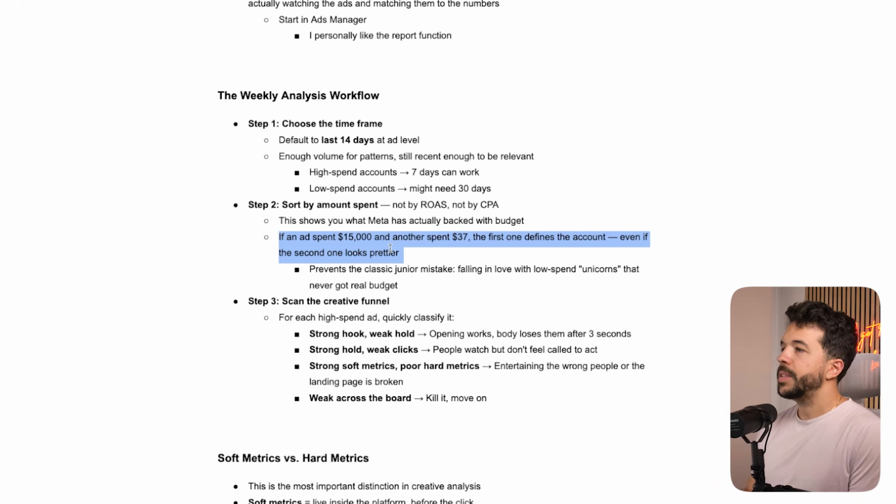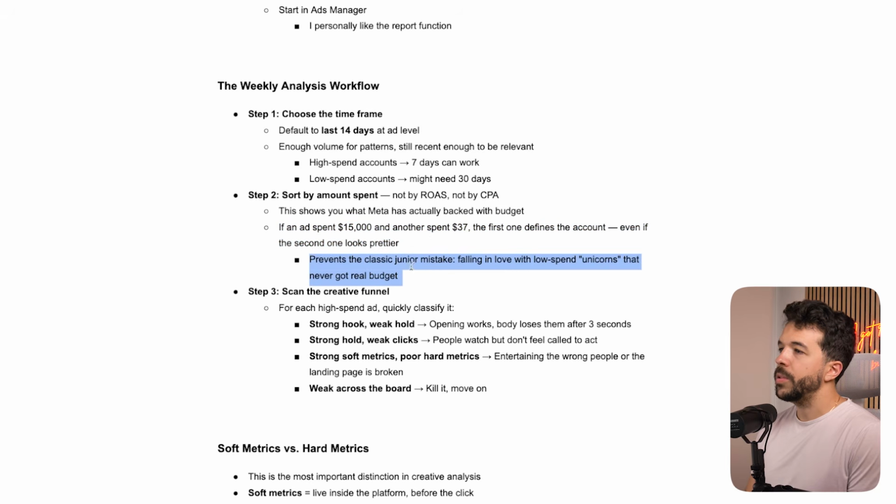It prevents the classic junior mistake of falling in love with low spend unicorns that never get real budget. And this is something that sometimes happens. Hopefully it's not your case.